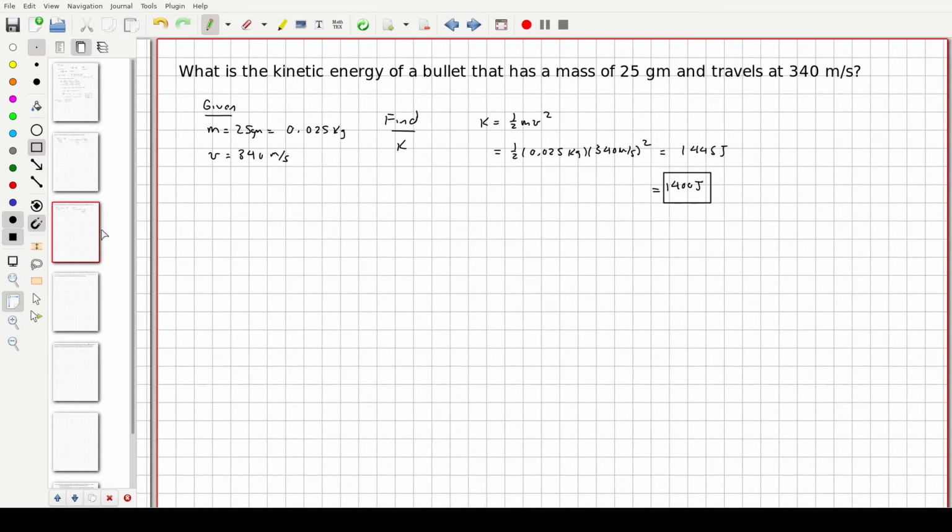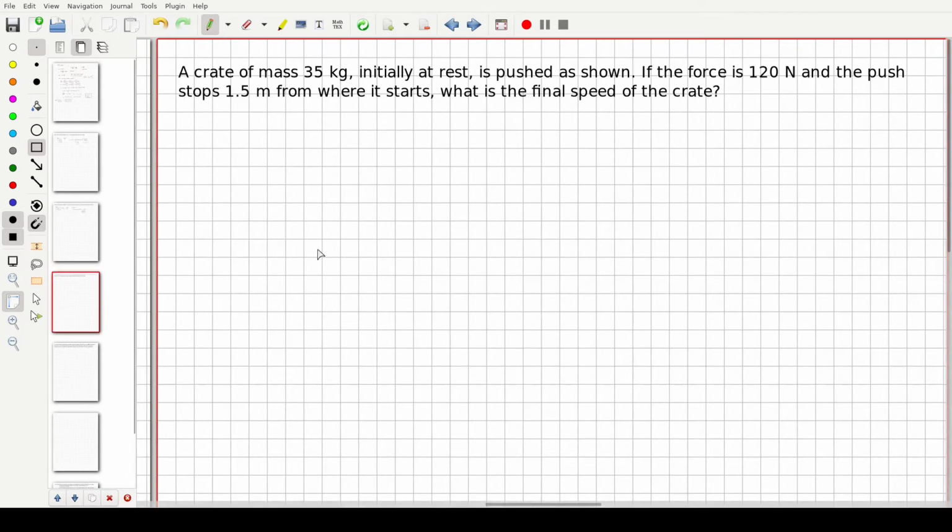Now, continue along. Let's take a look at a direct application of the work energy theorem. You've got a crate that has a mass of 34 kilograms. It's initially at rest, and here's as shown. Here's our coordinate system. Here's our crate. And we're going to push it like this, with a force like that.